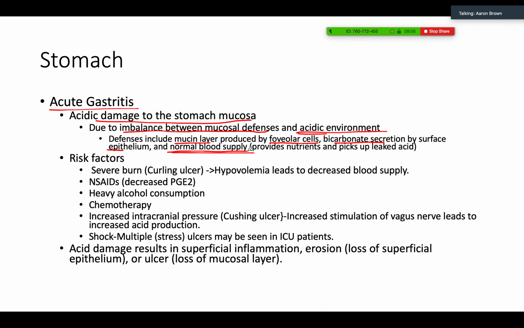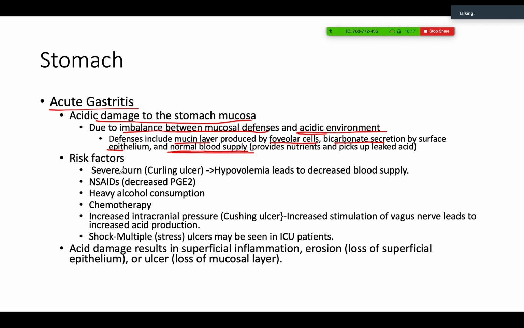It's one that you don't really think about. What does blood supply have to do with acidic damage to the stomach mucosa? But if you're not supplying those protective cells with a good supply of blood, then those protective cells cannot do their job, and you're going to have acidic damage.